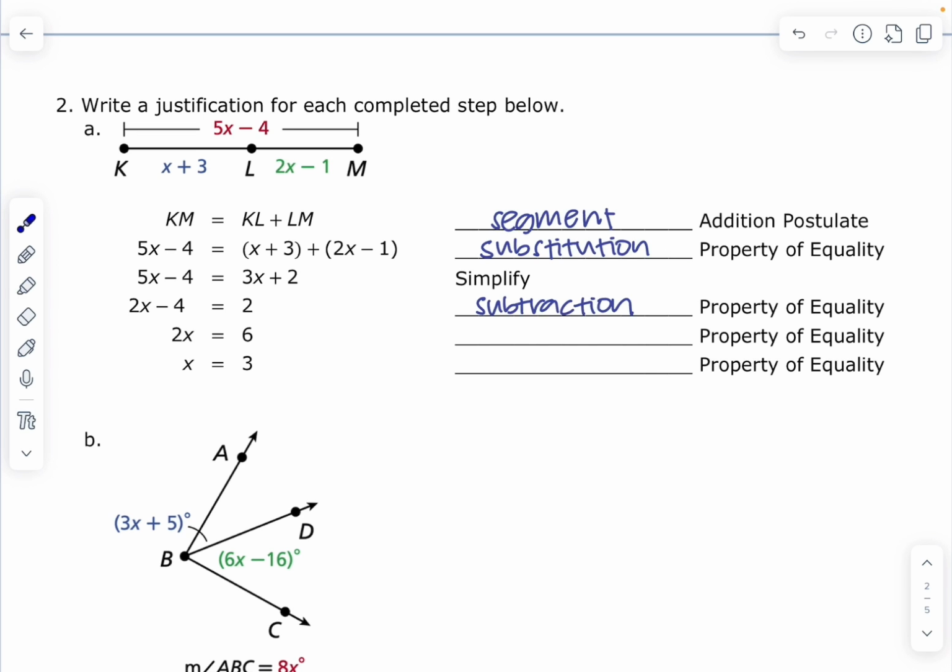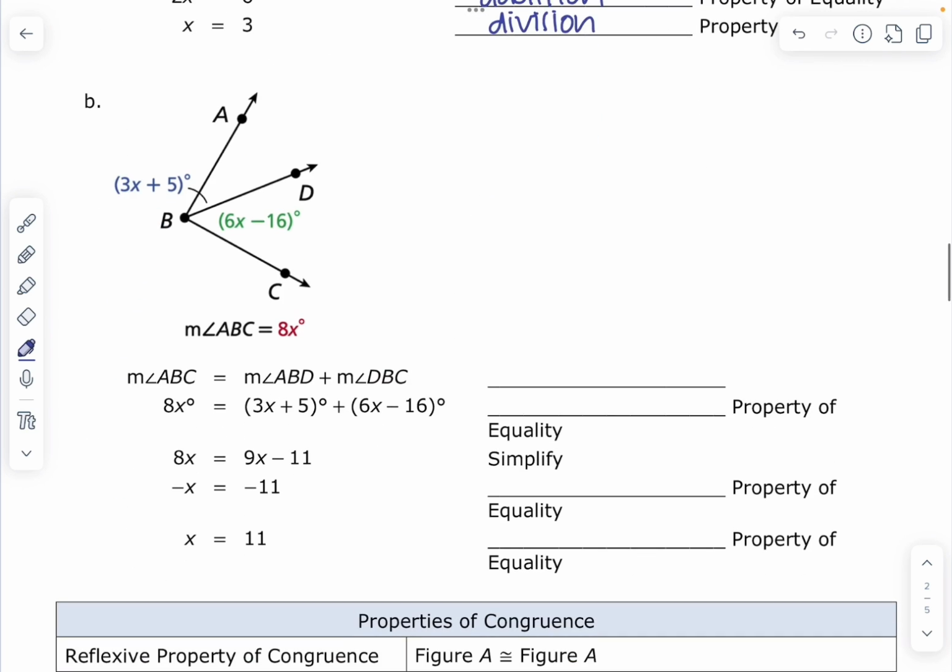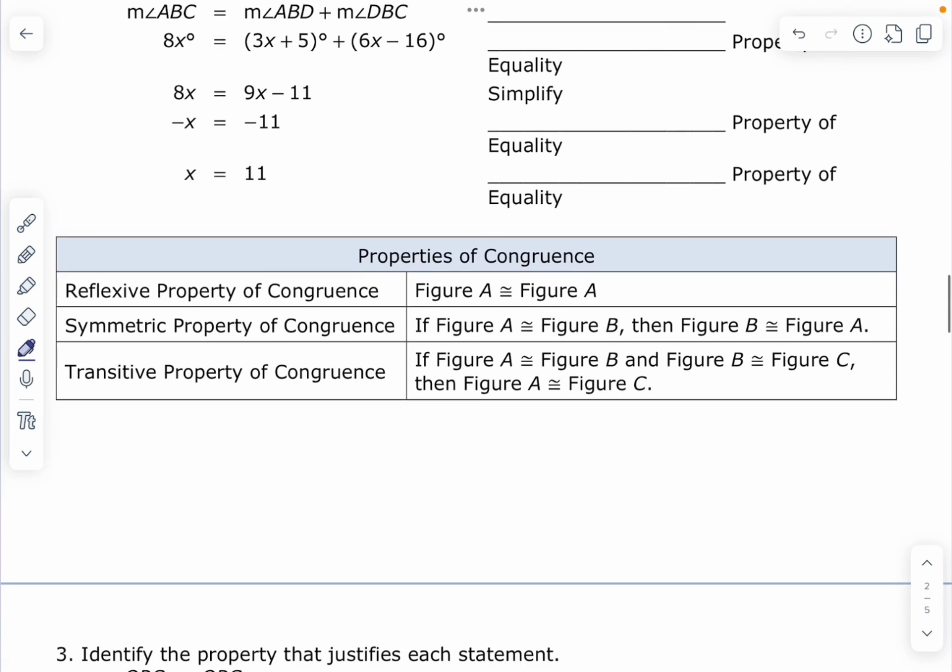Right, after that, I'm looking and this negative 4 disappears from the left side because it's added over to the right. So there's our addition property. And lastly, we go from 2x equals 6 to x equals 3. So we're dividing both sides by 2 using our division property. All right, we're going to leave B for in class, so skip that one for now.